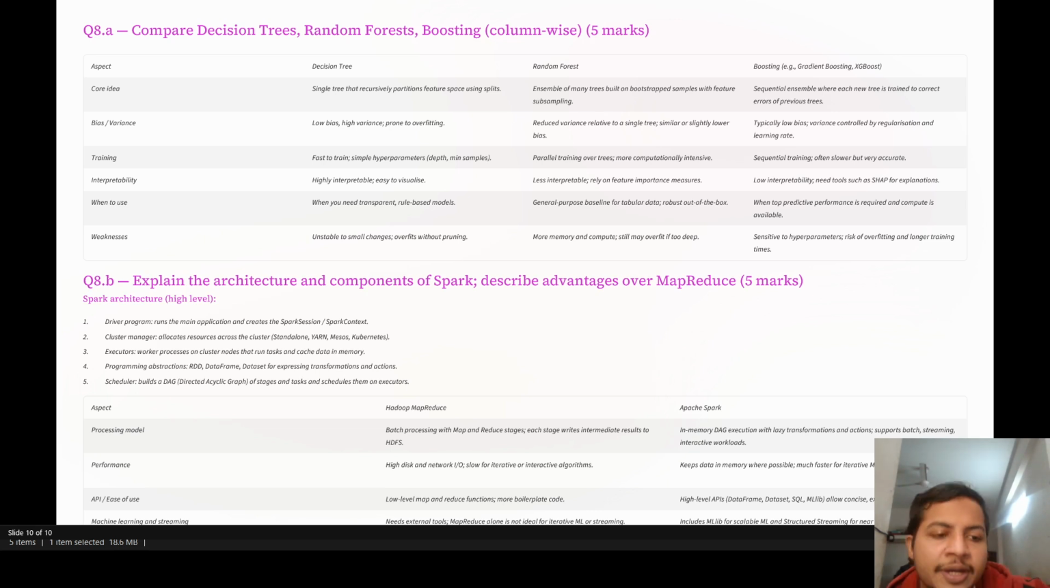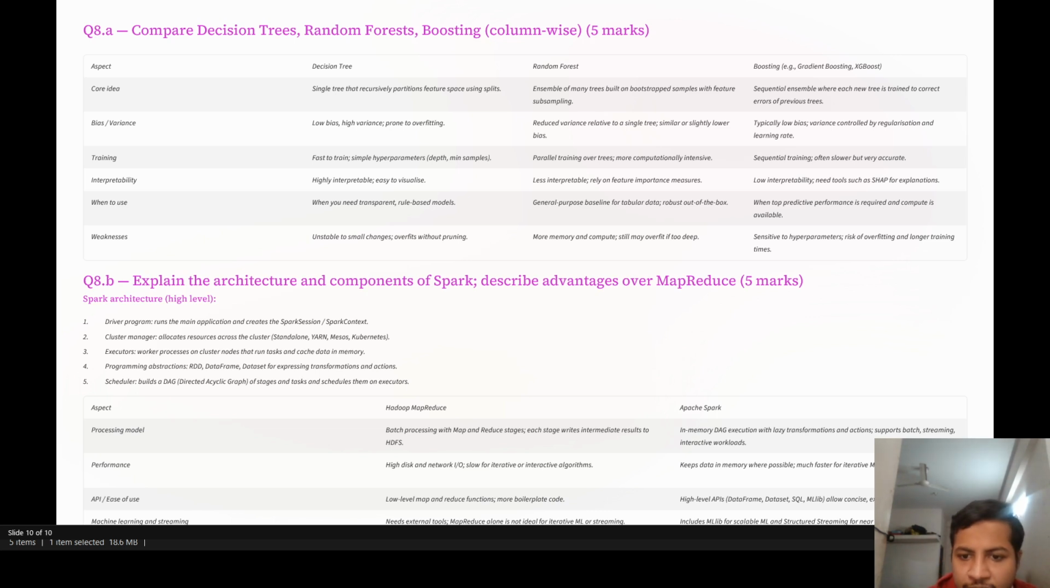Now moving to the next question, which reads: explain the architecture and components of Spark, and describe its advantages over MapReduce. So what do we mean by Spark architecture? It is a high level architecture, and there are certain terms we first need to understand. The driver program runs the main application and creates the Spark session and Spark context. Then the cluster manager allocates resources across the cluster, such as standalone or YARN, Yet Another Resource Negotiator, and coordinates executors. Third is executors, which are worker processes on cluster nodes that run tasks and cache data in memory. The fourth is the programming abstraction, that is RDD, DataFrame, Dataset, for expressing transformations and actions. The fifth is the scheduler, which builds a DAG, a directed acyclic graph of stages and tasks, and schedules them on executors.